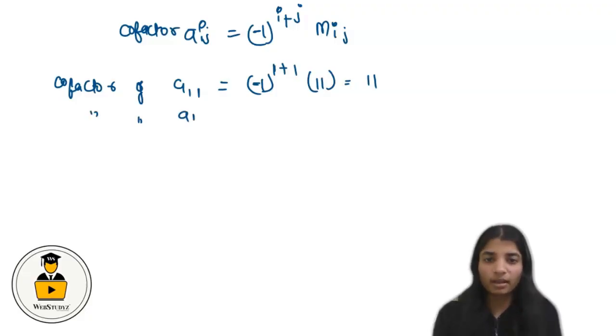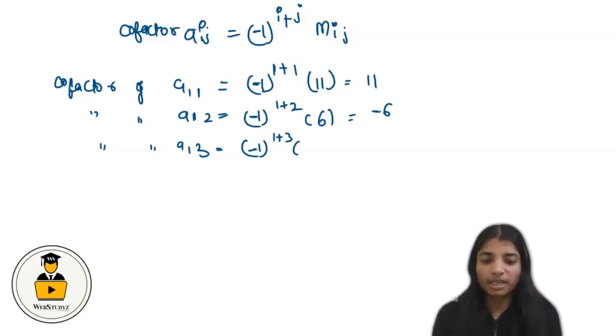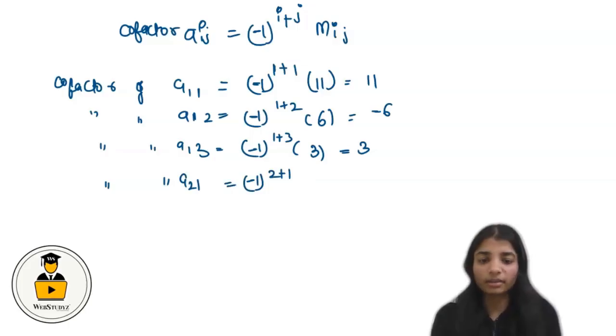Cofactor of A12 is equals to minus 1 raised to the power 1 plus 2 multiplied by its minor, that is 6. So minus 1 raised to the power 3 is minus 1 and minus 1 multiplied by 6 is minus 6. Cofactor of A13 is equals to minus 1 raised to the power 1 plus 3 multiplied by its minor is 3. Minus 1 raised to the power 4 is plus 1 and plus 1 multiplied by the 3 is 3. In the same way, the cofactor of A21 is equals to minus 1 raised to the power 2 plus 1 multiplied by its minor, that is equals to minus 4.